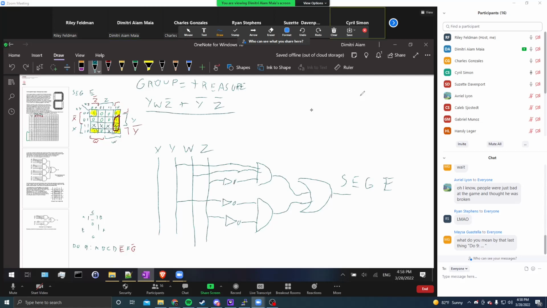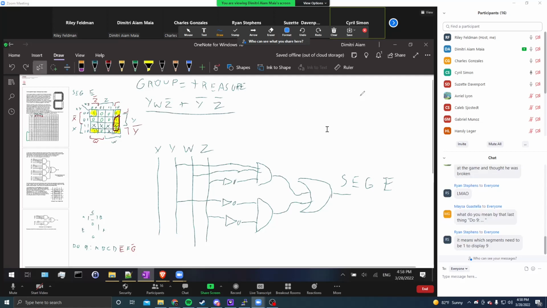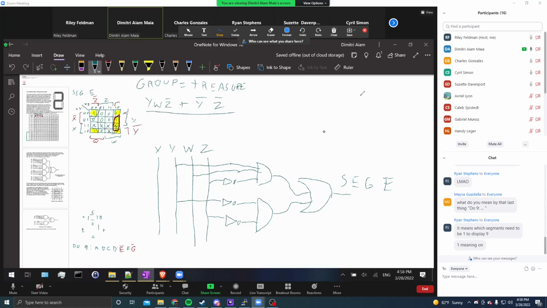I see. So where's the grouping for Y bar Z bar? Y bar Z bar. The grouping for Y bar Z bar is this one over here on the sides, on the corners. Yeah, these two. Are you talking about these two corners? So the four corners is one group. Y bar Z bar. Yeah, the four corners is one group.